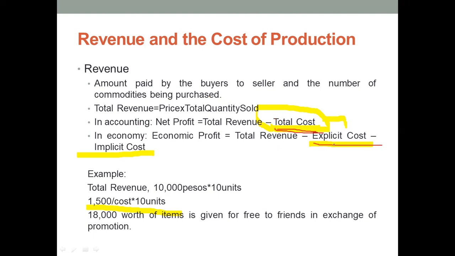So what is new in economic profit is the implicit cost. What is implicit cost? Implicit costs are the opportunity cost, which is the benefit you sacrificed in order to make a decision or to choose a specific option instead.